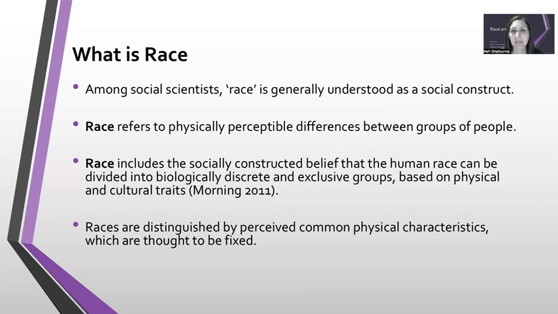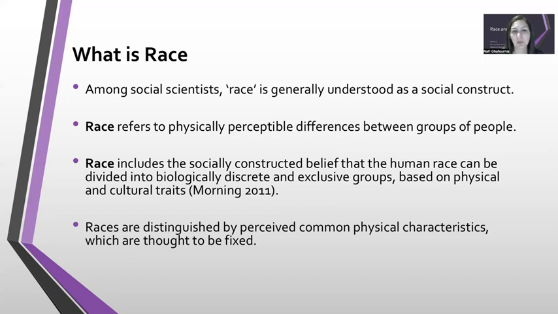Among social scientists, race is generally understood as a social construct. By social construct, we mean a concept that is created by social interactions. Race refers to physical differences between groups of people. It's like a physiological difference, such as skin color, facial features, hair textures, and this kind of difference.